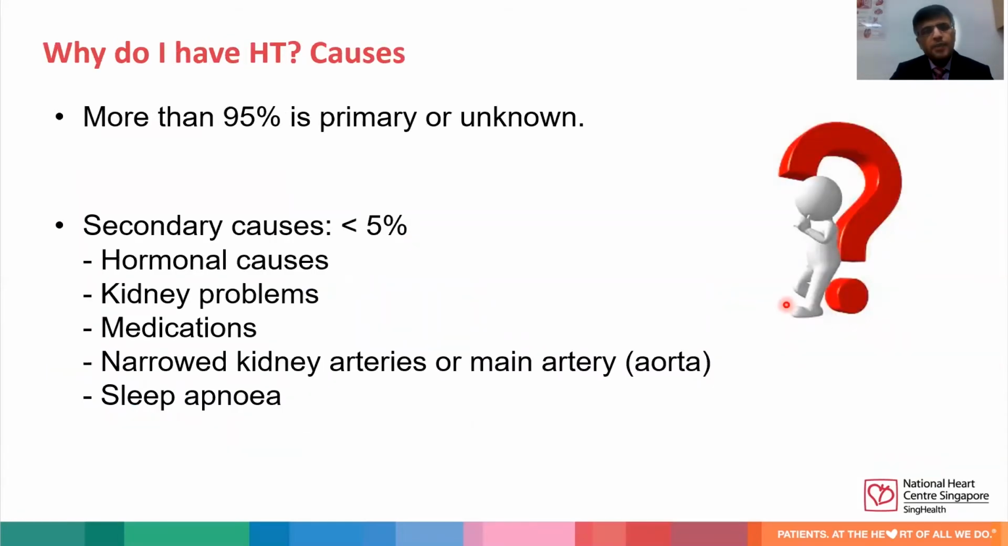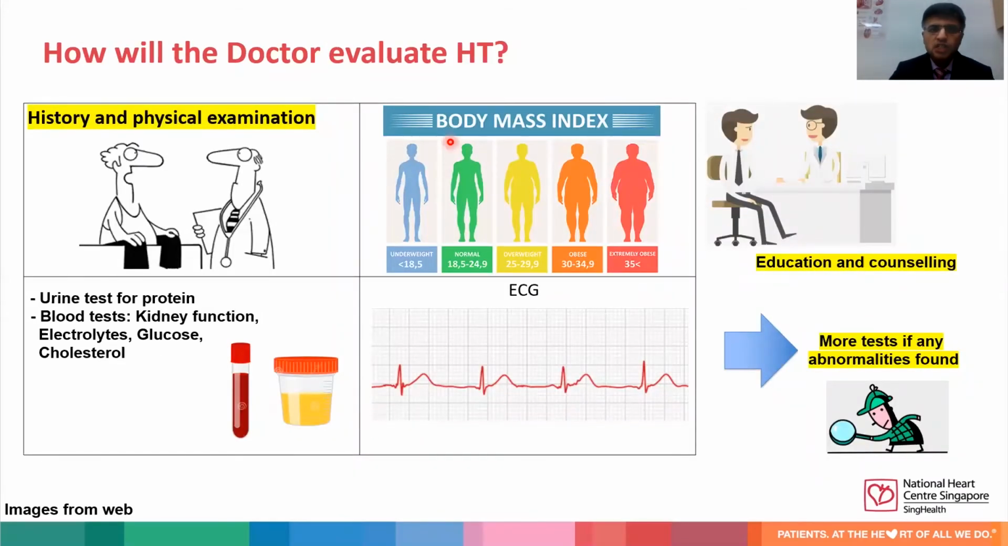So why do I have hypertension? Or what are the causes of hypertension? More than 95% of the time, the cause is unknown, what we call primary hypertension, or essential hypertension. Only less than 5% of the patients will have some underlying cause, which could be hormonal, kidney problems, any medications, narrowed arteries in the kidney, or snoring in the sleep, what we call sleep apnea.